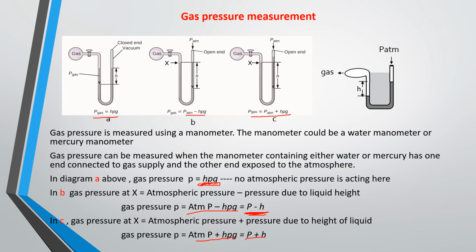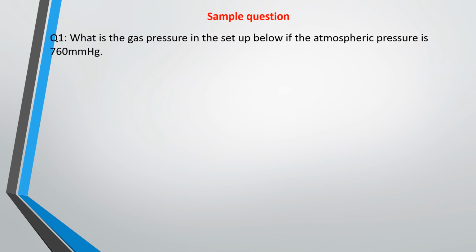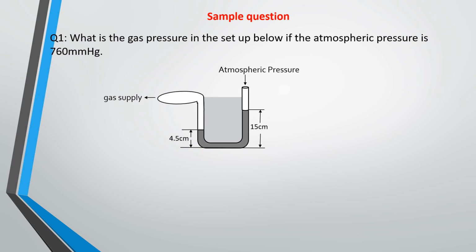So having done this, we are going to solve some problems now, just to drive further understanding of what we just discussed. Right, so let's look at some problems immediately. Okay, look at this question, and this is the diagram of it. What is the gas pressure in the setup below if the atmospheric pressure is 760 millimeter Hg? And this is actually a past JAMB question. So whenever you see a question like this, they are as easy as anything, because in JAMB you are saving time, and these are some of the questions that they bring.